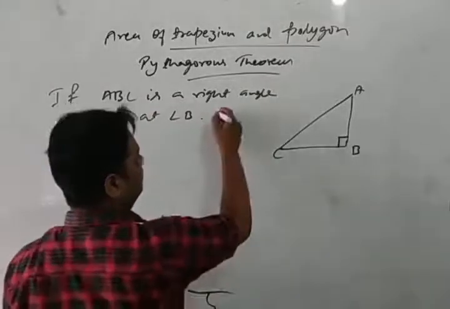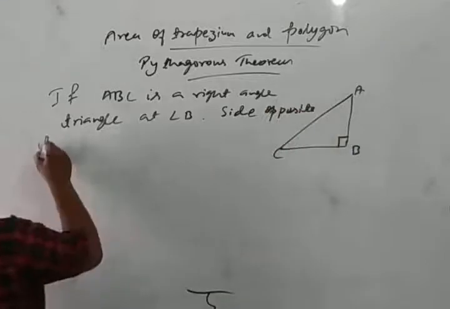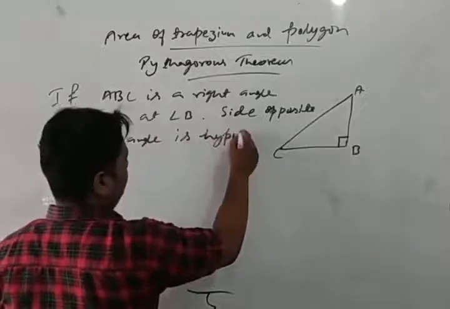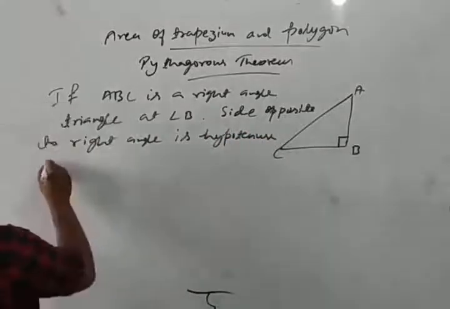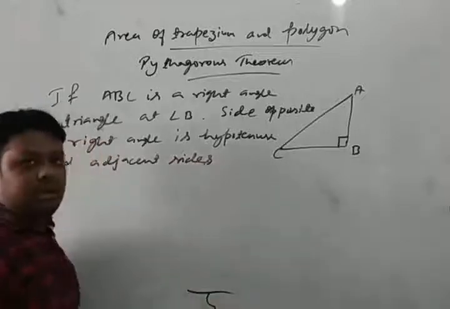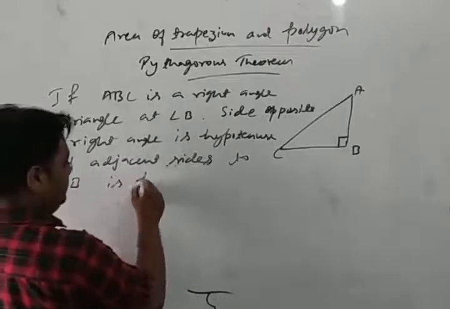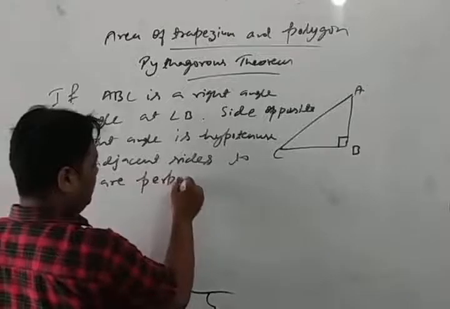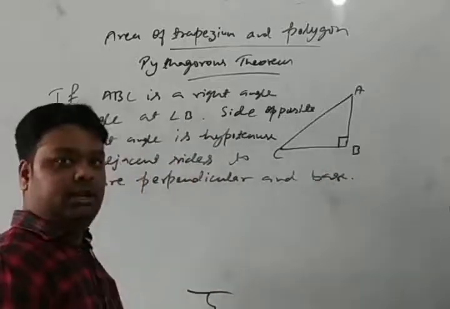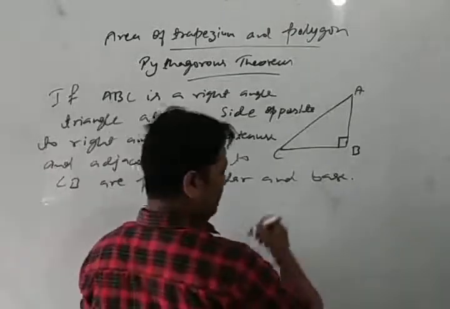Now, the side opposite to the right angle is the hypotenuse, and the sides adjacent to angle B are the perpendicular and the base.